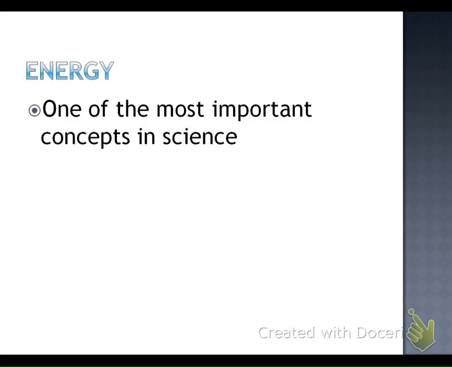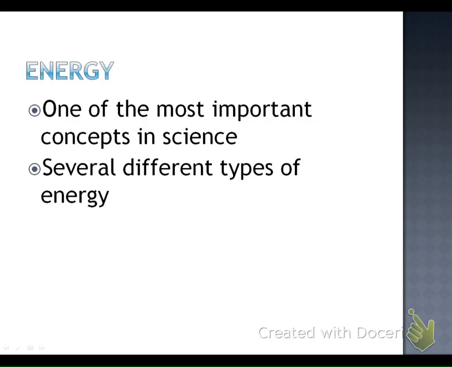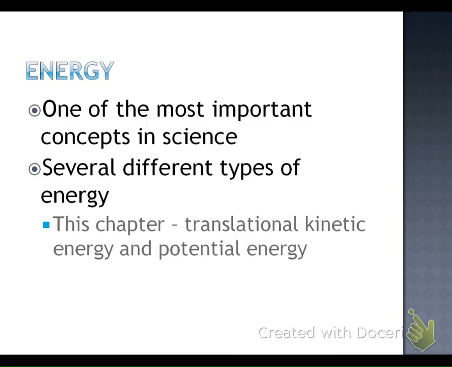Yeah, energy is in every single science all the time. That's the basis of everything here. Okay? We're going to look at two main types of energy. There's a lot of different ones. We're going to look at two different types of energy called translational kinetic and translational potential energy. Okay, kinetic and potential energy are going to be our two types that we're going to talk about here.